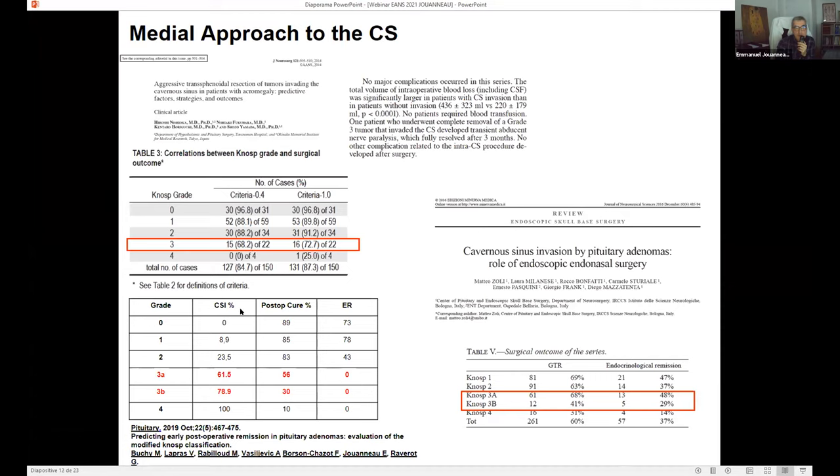Gross total removal is easier to get because you just check your post-operative MRI, and sometimes you don't see any tumor remnants. But for secreting adenomas, when you look at the endocrine remissions, it's less impressive. Even if you try to be more aggressive, you will not be able to cure more than around half of the patients for grade 3. And for 3B, the best result comes from the Diego series. But in most cases, we were not able to cure grade 3B pituitary adenoma.